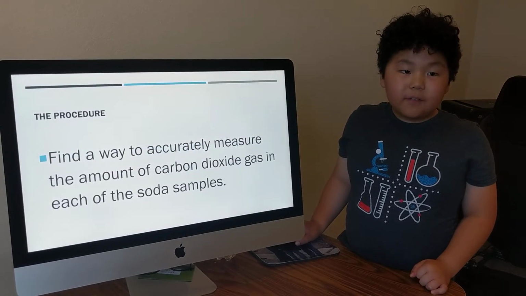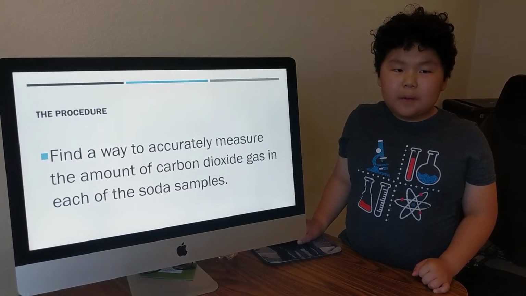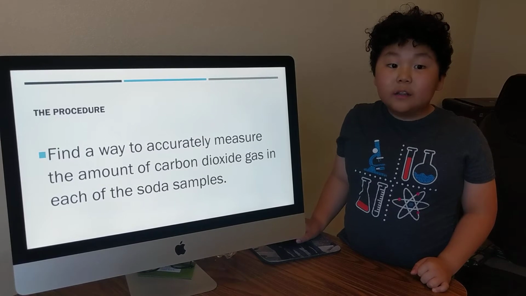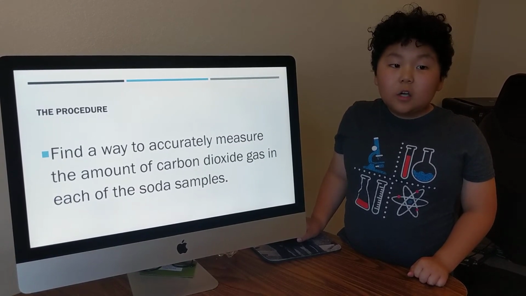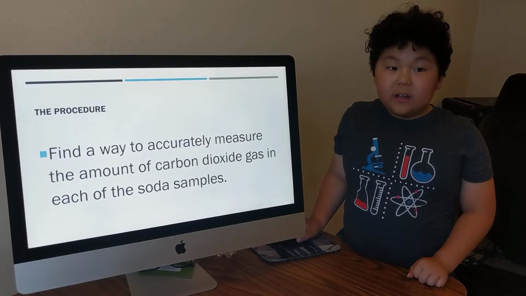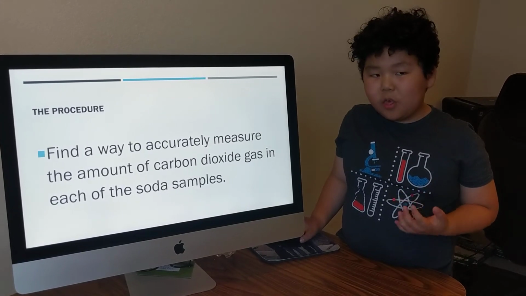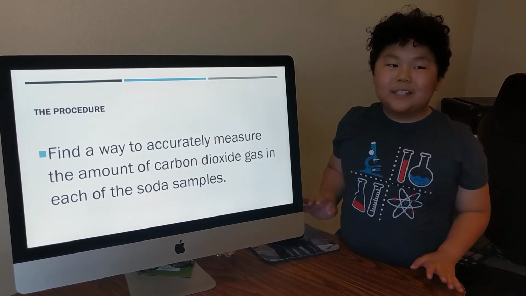I had to find a way to accurately measure the amount of carbon dioxide in soda samples in order to measure the fizziness. Carbon dioxide is a gas, the kind of gas that comes out of your mouth, not the kind that comes out of your butt.